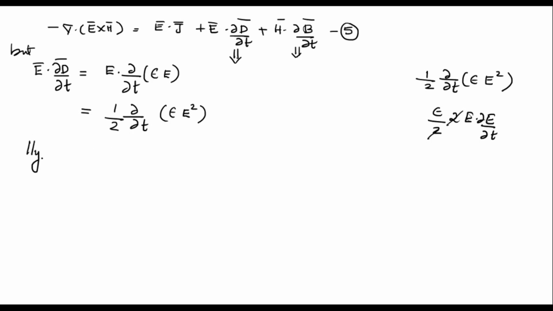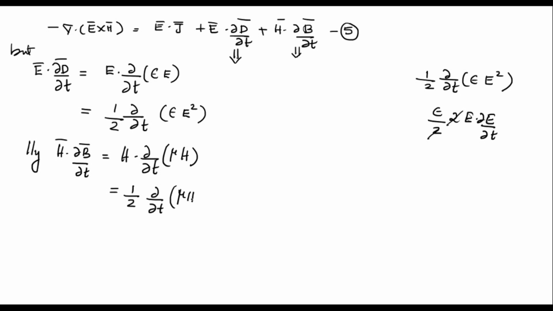Similarly, the value of H dot dou B divided by dou T can be written as H dot dou by dou T of B, where B is equal to mu into H. So it can be written as half into dou by dou T of mu H square.